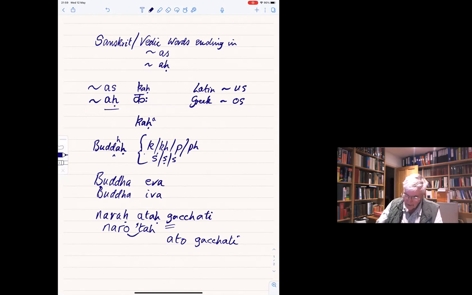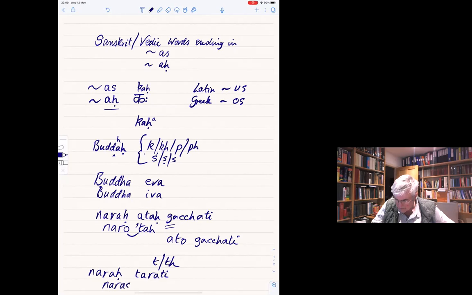A final ah will revert to its original form of s before a word beginning with a ta or tha. So, for example, the man crosses over. We would have narah on its own would be narah, and crosses, as in crosses a river, tarati. Now, before tarati, that ah changes back to its primitive s. So narastarati.